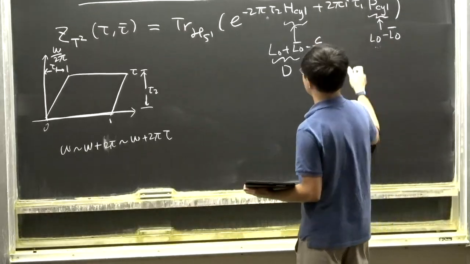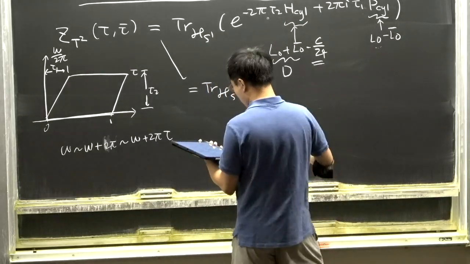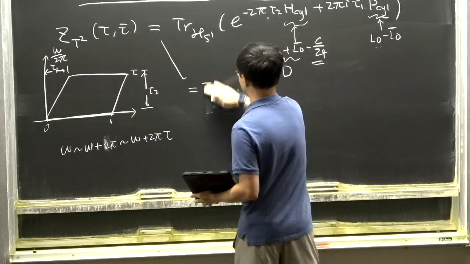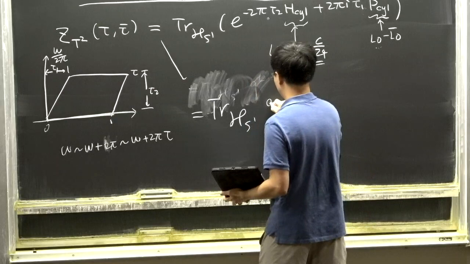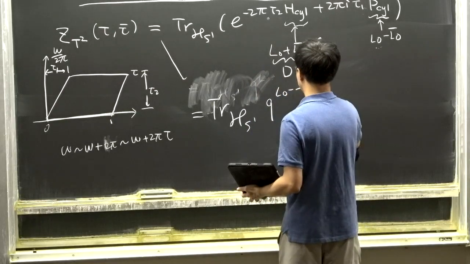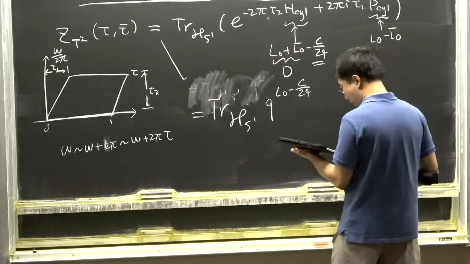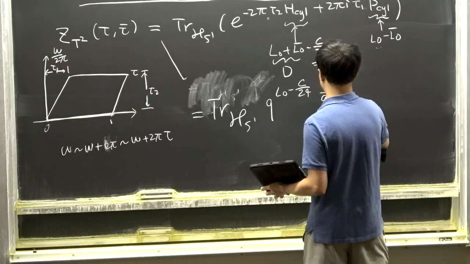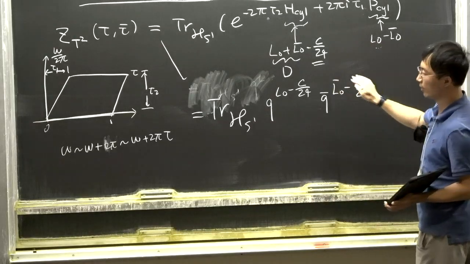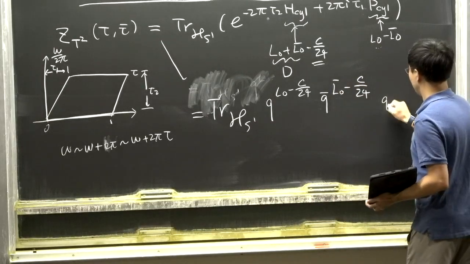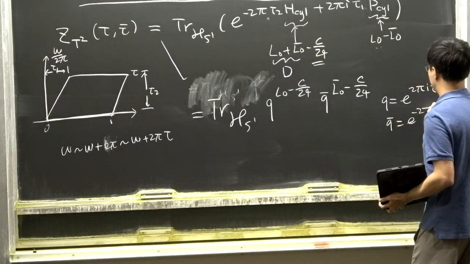So using this relation, this equality can be written in a compact way by introducing this convenient q parameter, which is just a way to parameterize the modulus tau of this torus. Again, for simplicity, we're focusing on the case where there's no gravitational anomaly, so the left and right central charges are taken to be the same. And q is just e to the 2 pi i tau, and q bar is its complex conjugate.